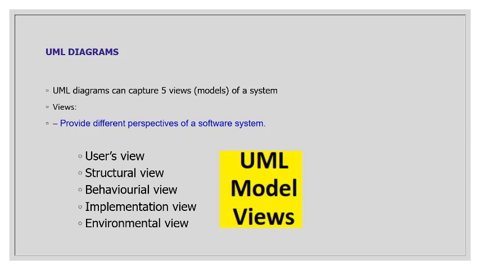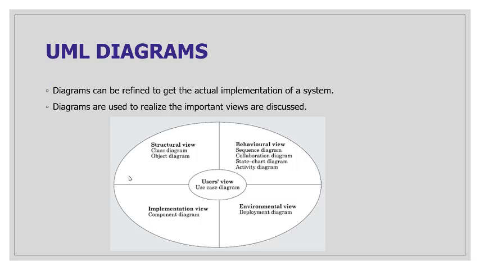We should observe here that the diagrams can be refined to get the actual implementation of the system, and diagrams are used to realize the important views of the system. We first provide a brief overview of the different views here, the important views supported by different types of diagrams in UML.